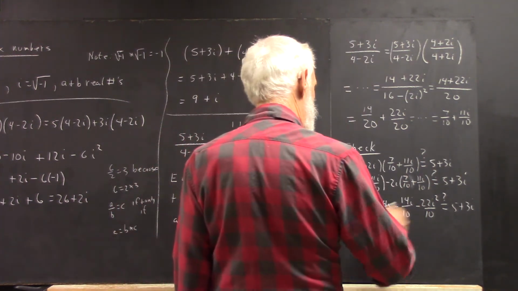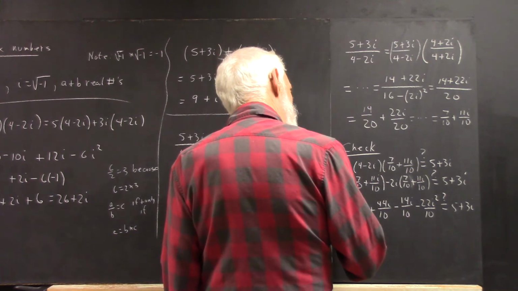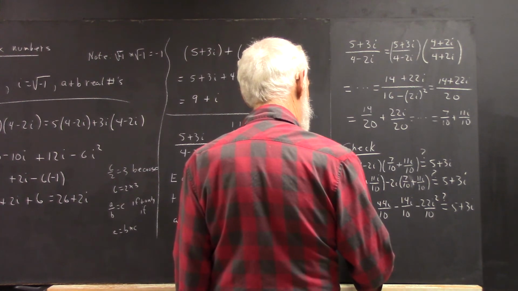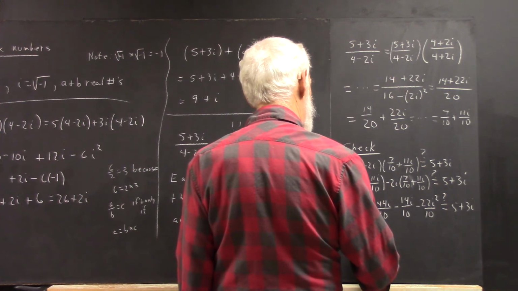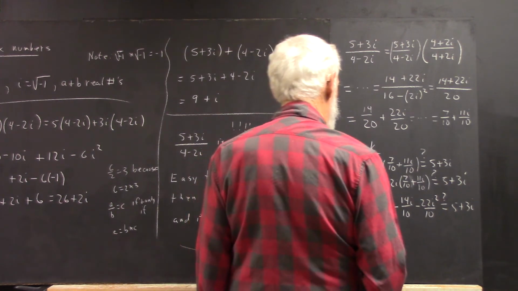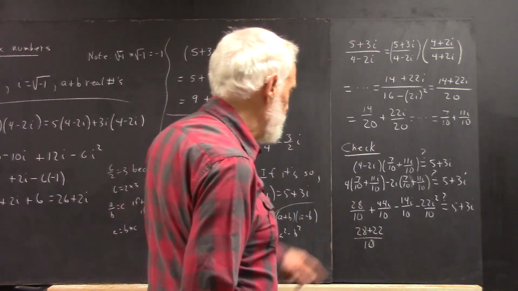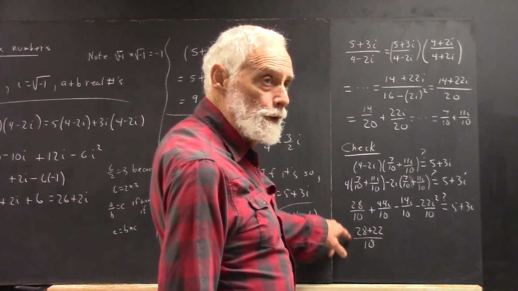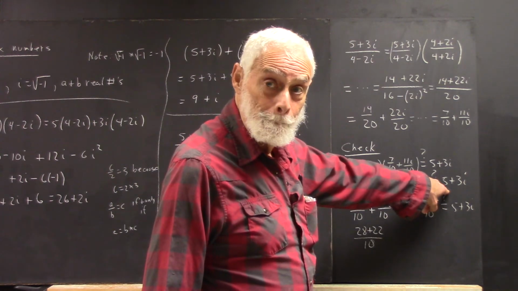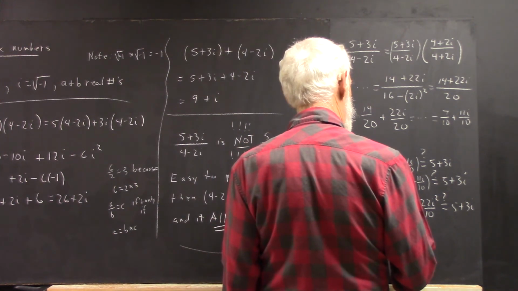Well, we take care of our numerators. The negative 22i squared becomes a plus 22. So that's 28 plus 22 over 10. And things are looking pretty good because that adds up to 50. And 50 over 10 is 5, and 5 is what we want to get for the real part, right? Okay? And then it's plus what?